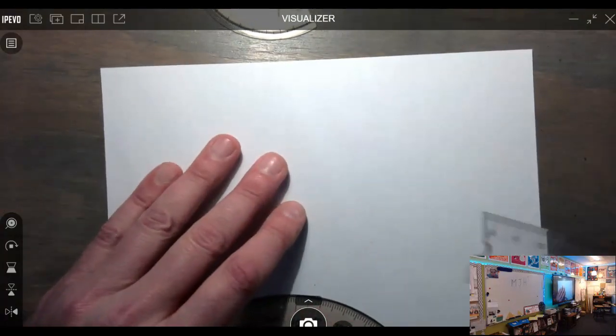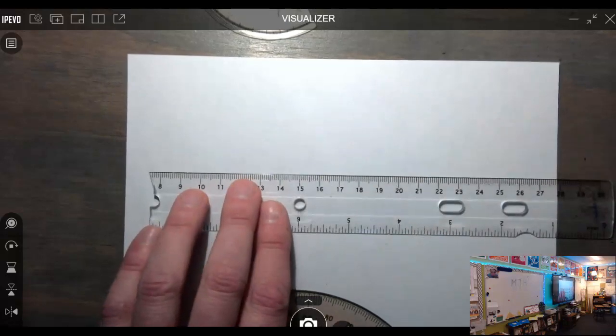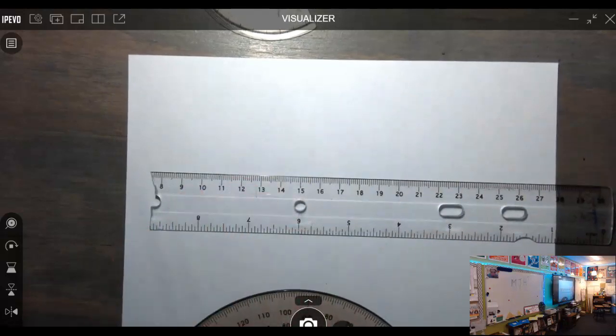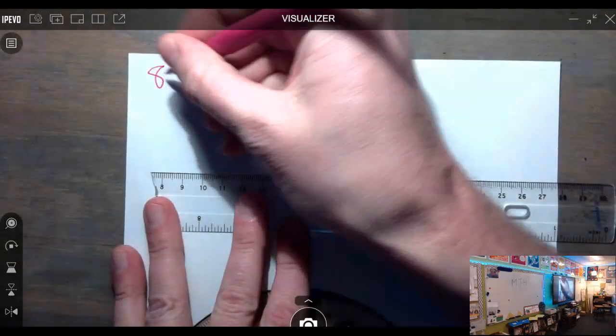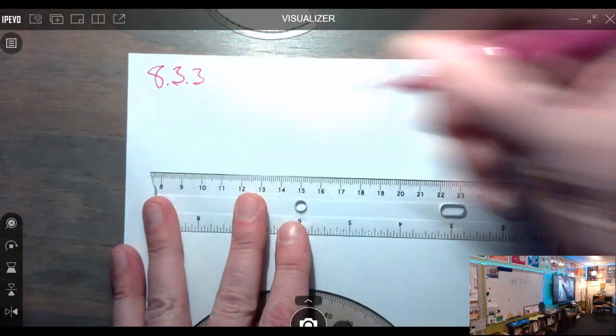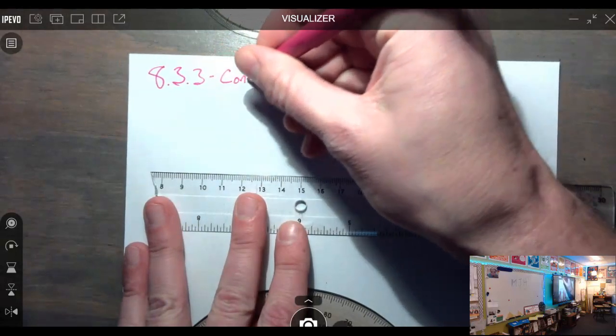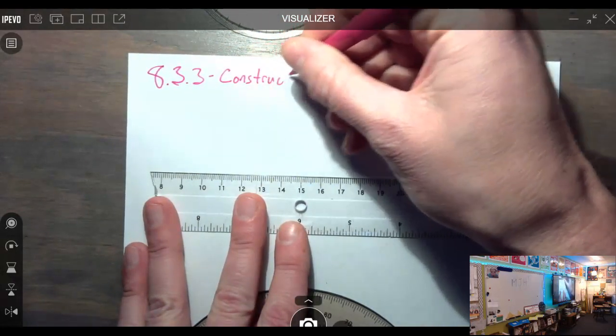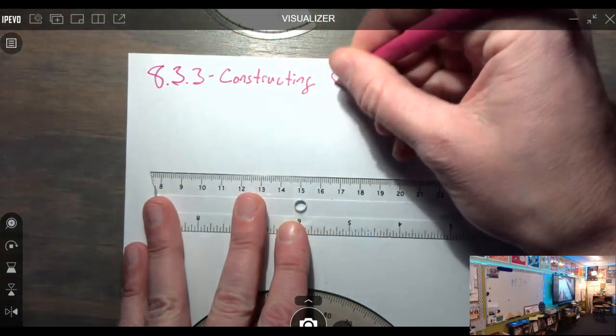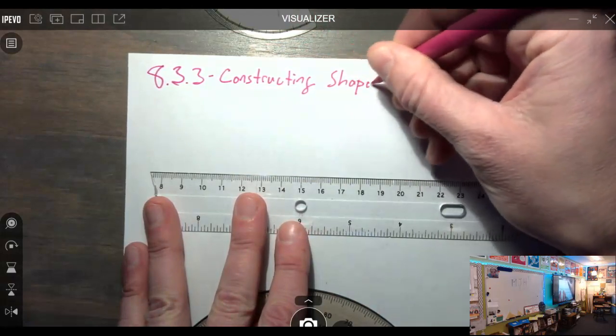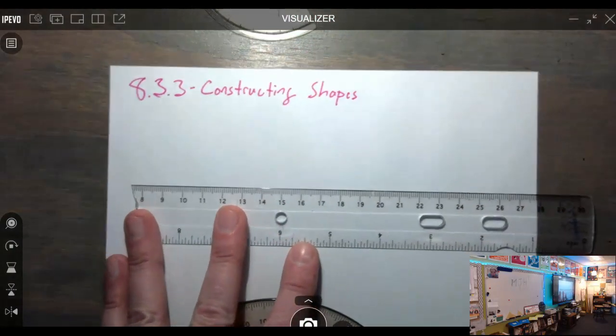So I might label this like 833, just so I know what this paper was, so when I put it in my binder I have it to refer back to. And if you're going to label that, we might call this constructing shapes. And today is the 10th.